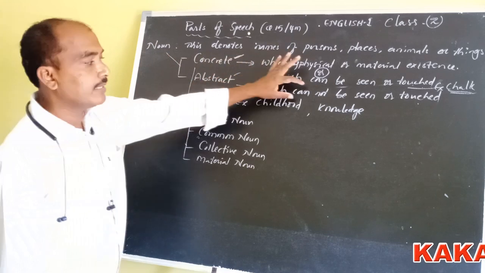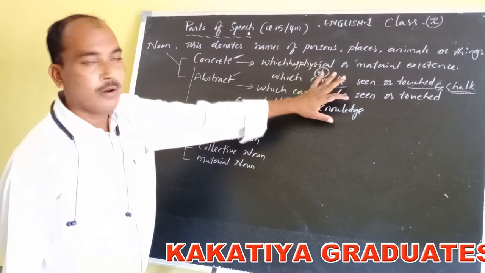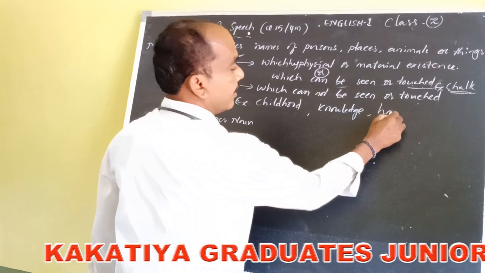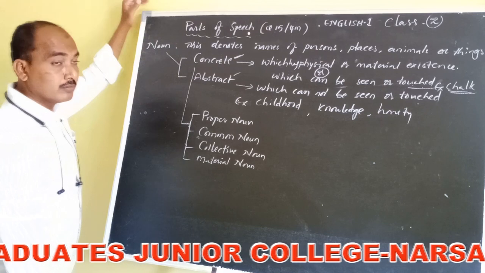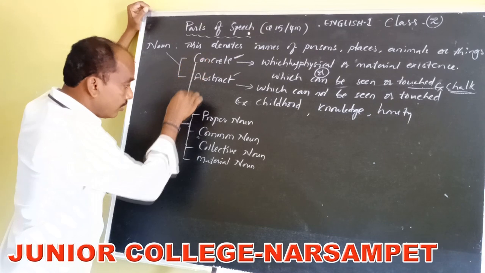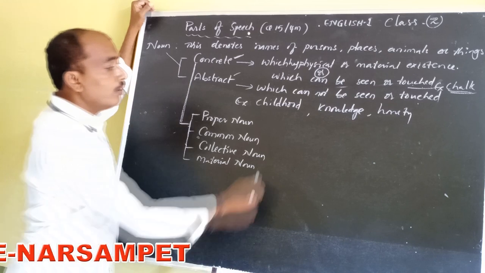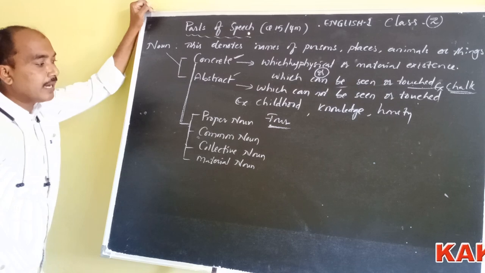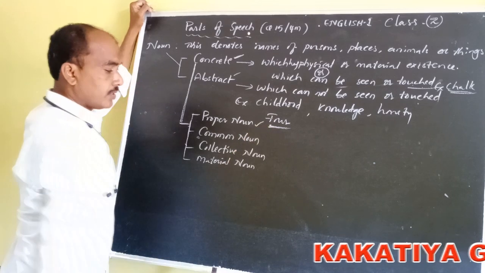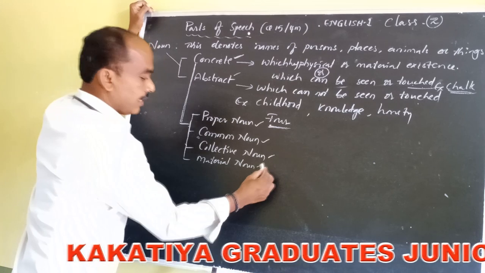Abstract nouns are those which cannot be seen and touched. Examples are childhood, knowledge, honesty. Again, we are discussing only concrete nouns. This concrete noun can be divided into four types. How many? Four types: proper nouns, common nouns, collective nouns, and material nouns.